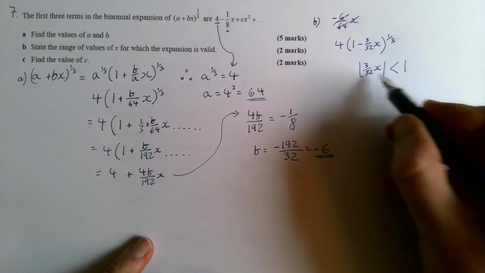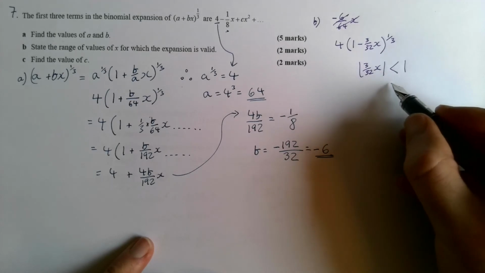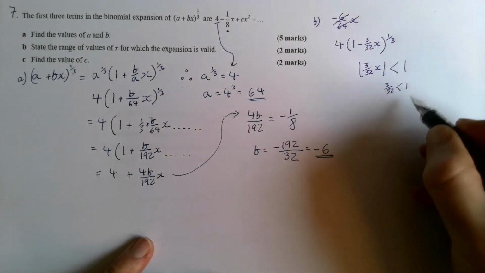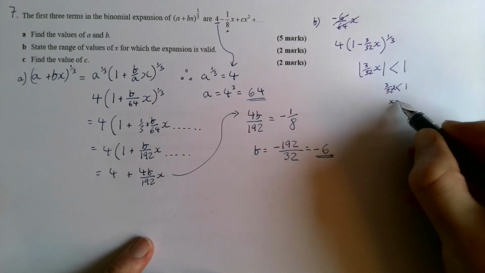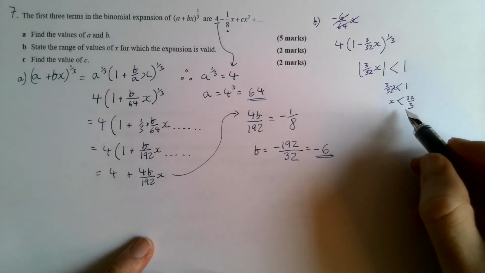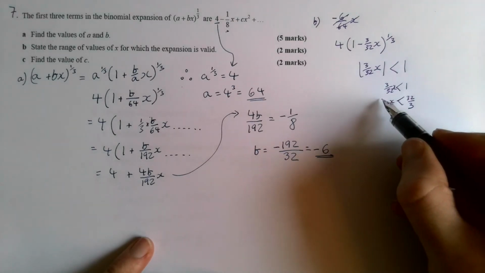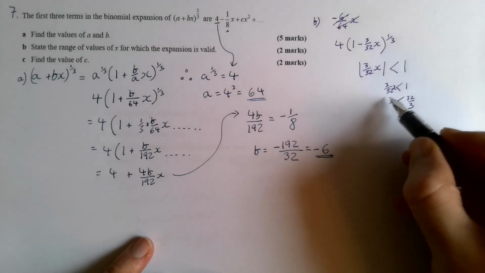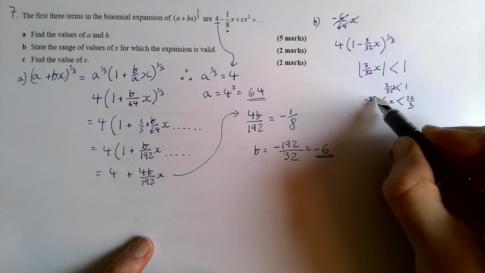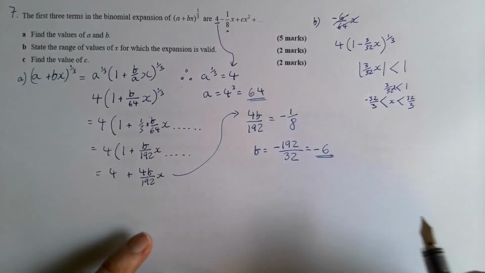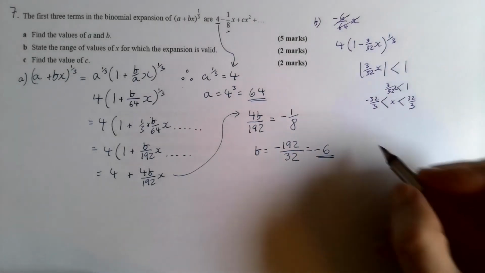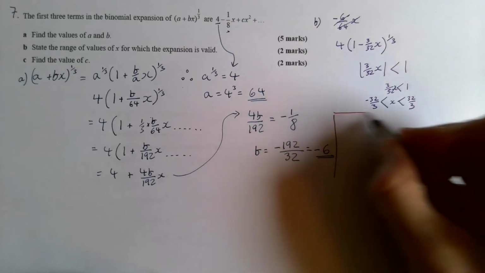So if you had 3 over 32 x being less than 1, you could times by 32, divide by 3, and x is going to be less than 32 over 3. However, you've also got the negative version, haven't you? So it's also going to be between 0 and negative 32 over 3. So you are going to have it anywhere in the region between negative 32 over 3 and 32 over 3. So that was B, and let's do C just here then.